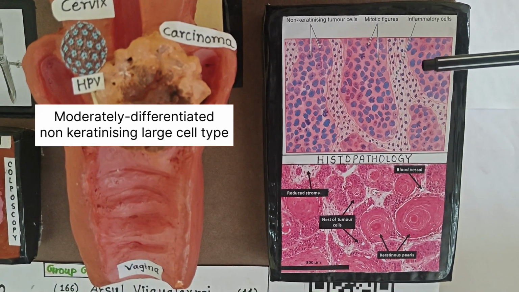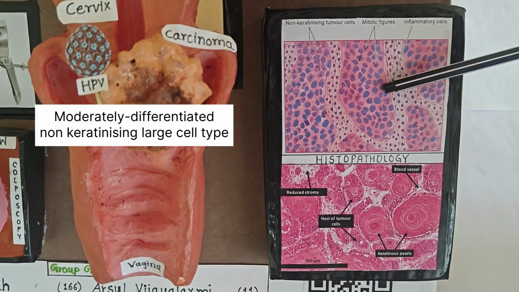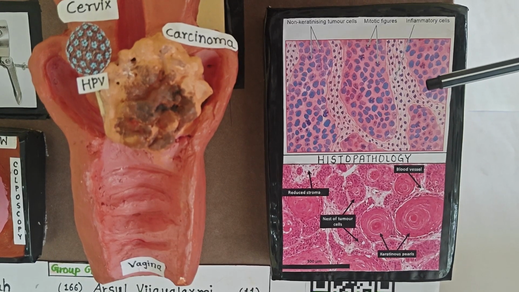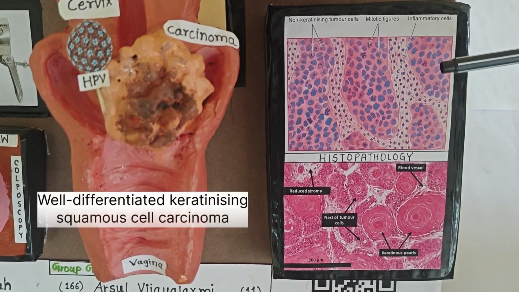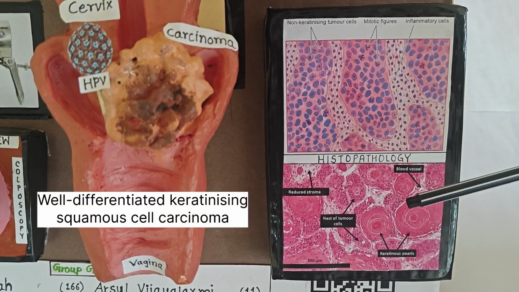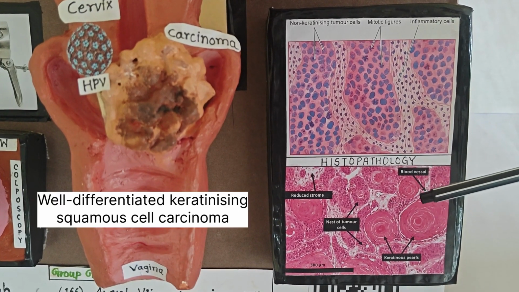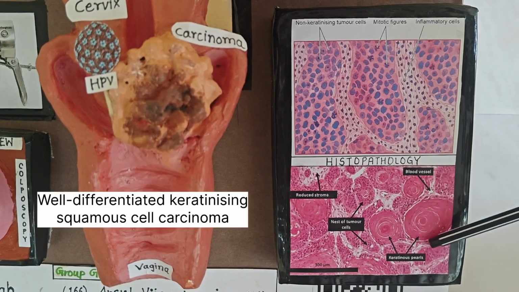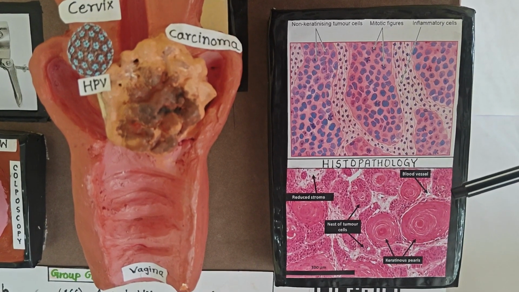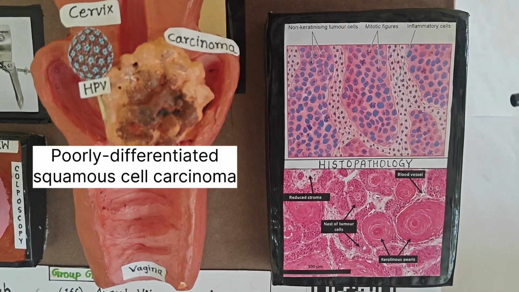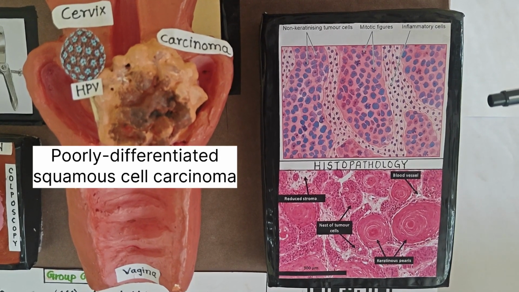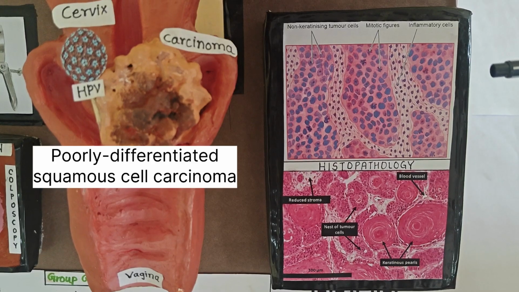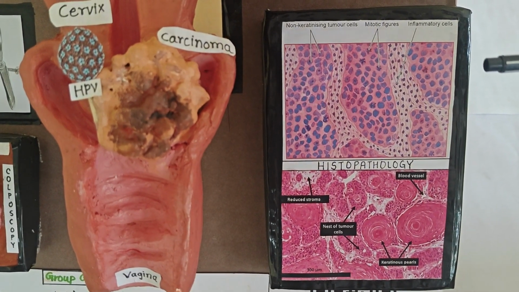This pattern shows nests of large malignant squamous cells with individual cell keratinization but without any keratin pearls. Next in frequency, seen in 25% of cases, is well differentiated keratinizing squamous cell carcinoma. It consists of nests of keratinized cells which form concentric whorls known as keratin or epithelial pearls. Lastly, we have poorly differentiated squamous cell carcinoma seen in 5% of cases, which has primitive-appearing tumor cells with scant cytoplasm and little or no keratin.